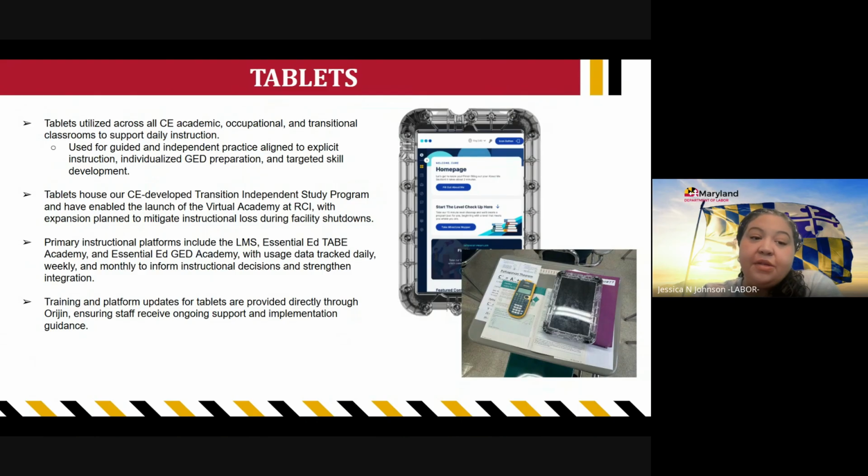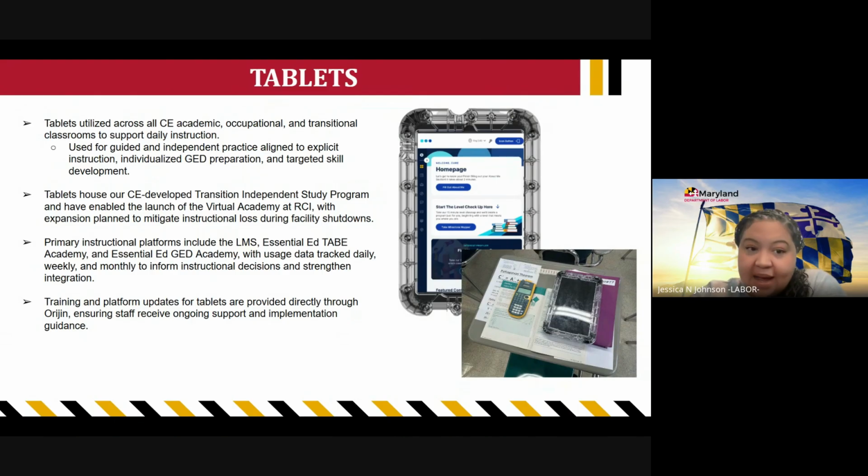The tablets are also used for our transition and independent study program, which we're now moving to the cohort model. And that was discussed with the career work group yesterday. And that's part of the library programming. And that's those classes that I named on the first slide. That's what's on the tablets for our transition and independent study program.